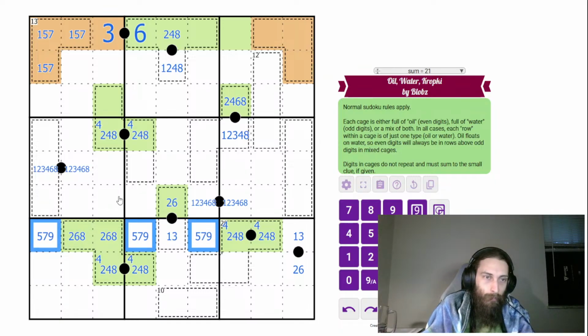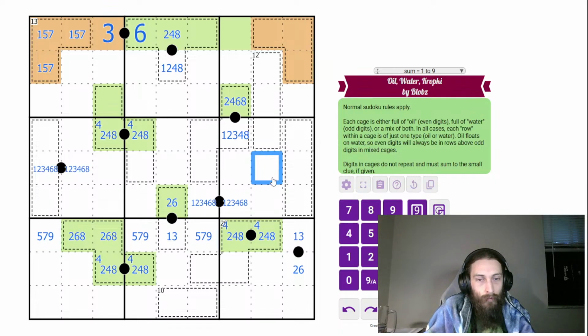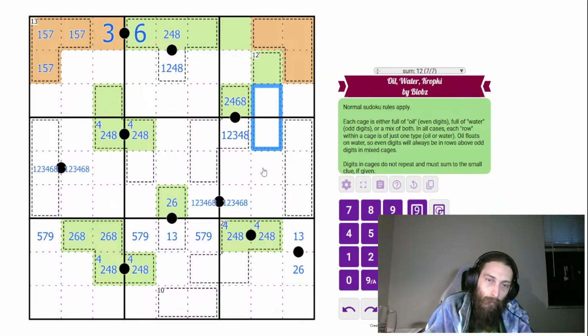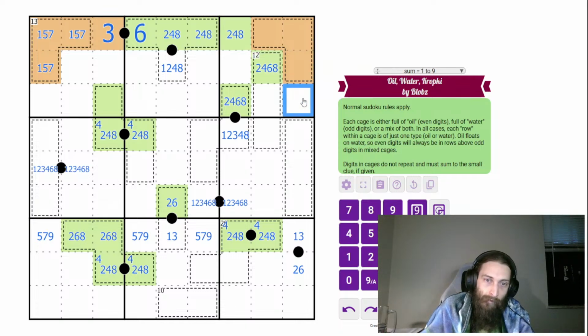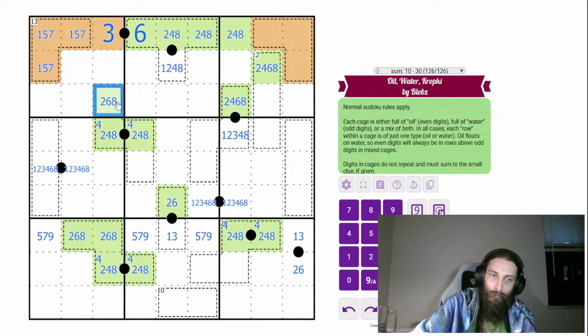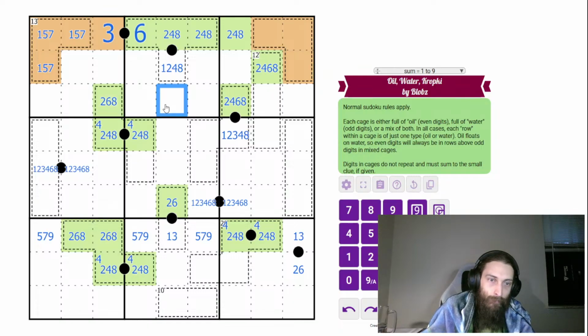That's 9. In box 3, the 12 cage, the top digit has to be even. And then those two have to be the same. Digits don't repeat in a cage, right? Yeah, digits do not repeat.